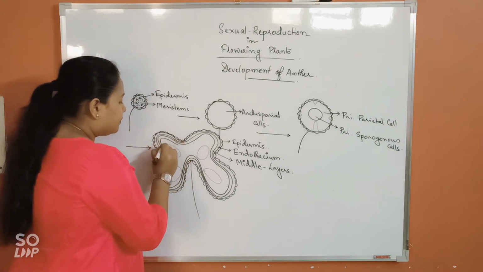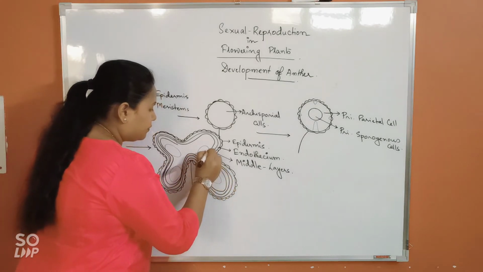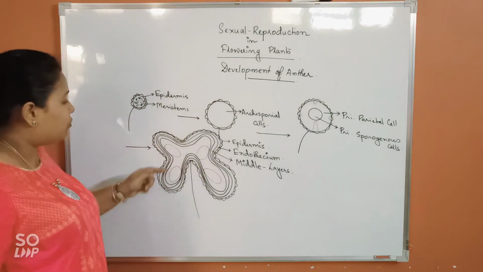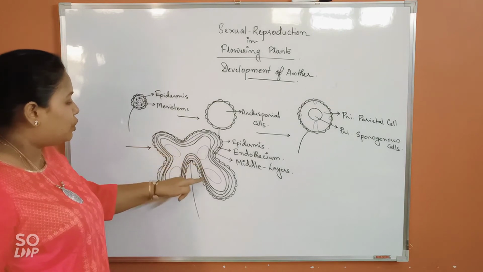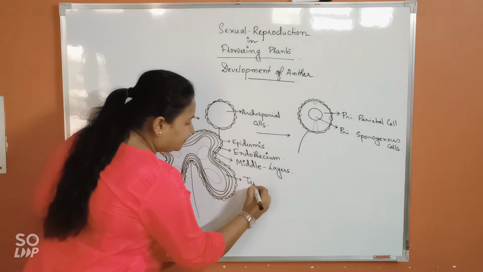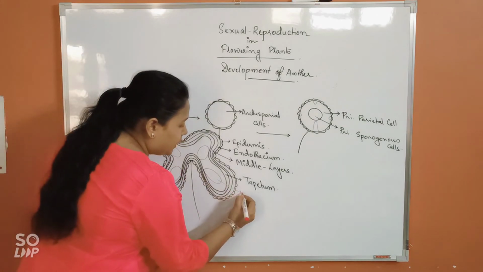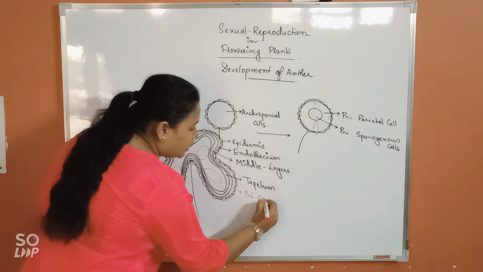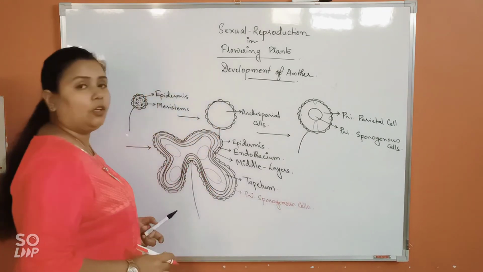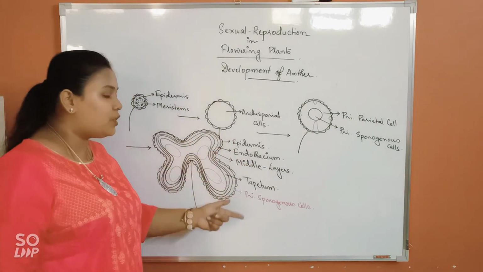Finally, a very important layer will be formed by the primary parietal cells, which will remain closest towards the sporogenous cells. And this particular layer is called tapetum. Okay, it will remain closest to this primary sporogenous cells. Alright. So now let's see what are the distinct functions or nature of all these layers.